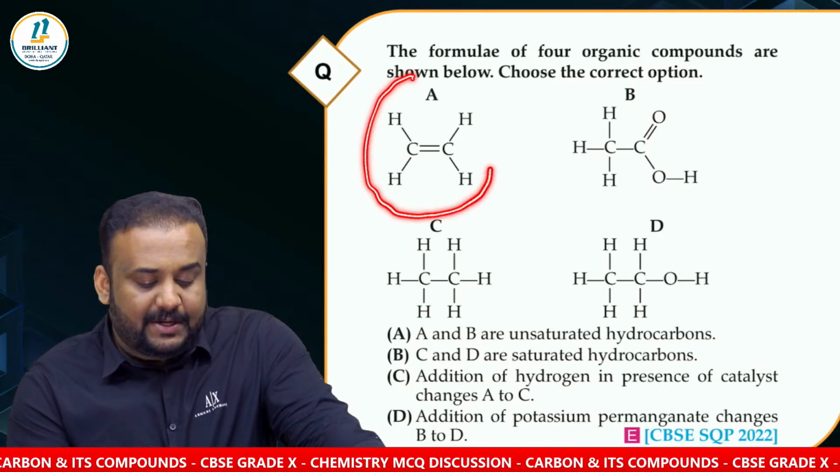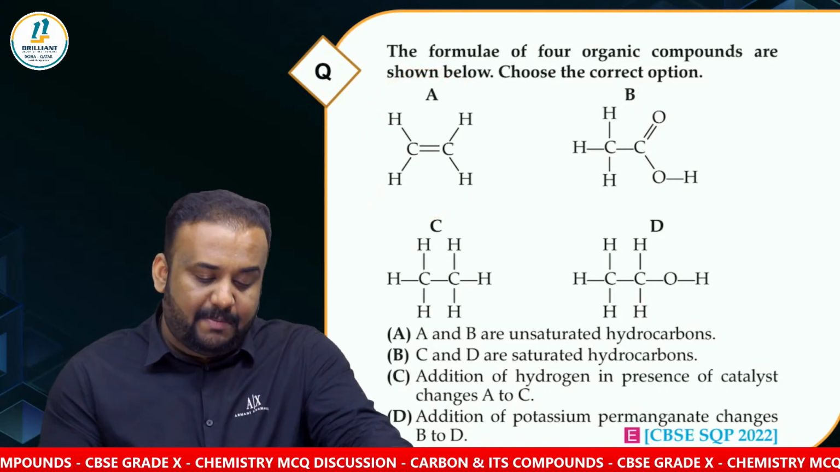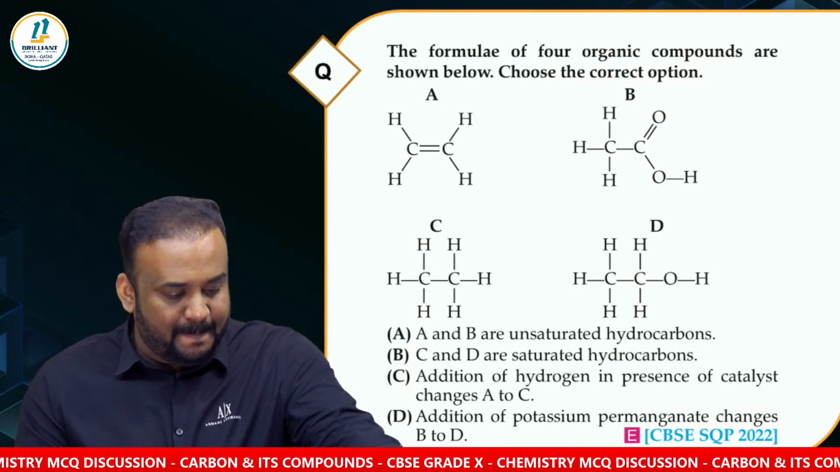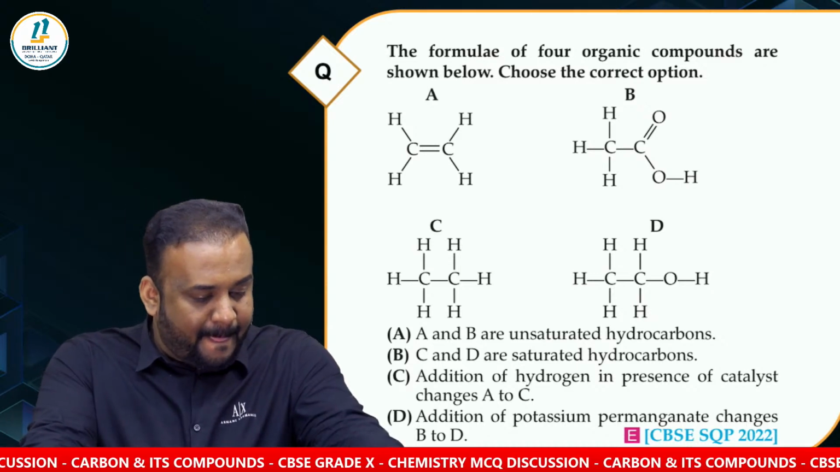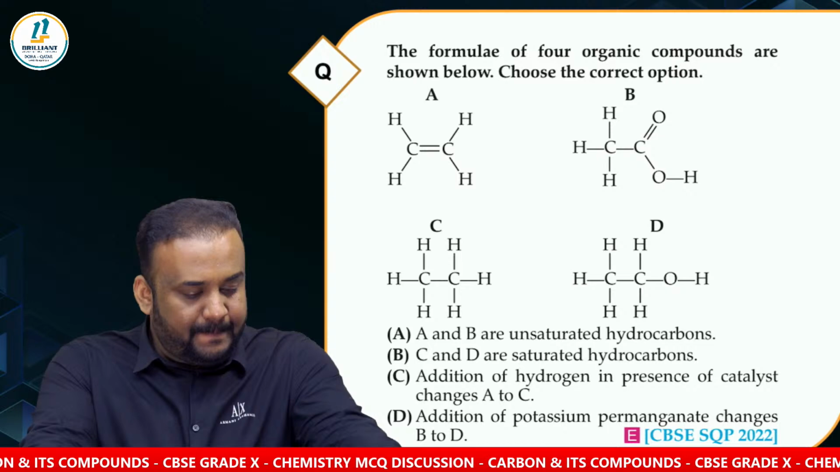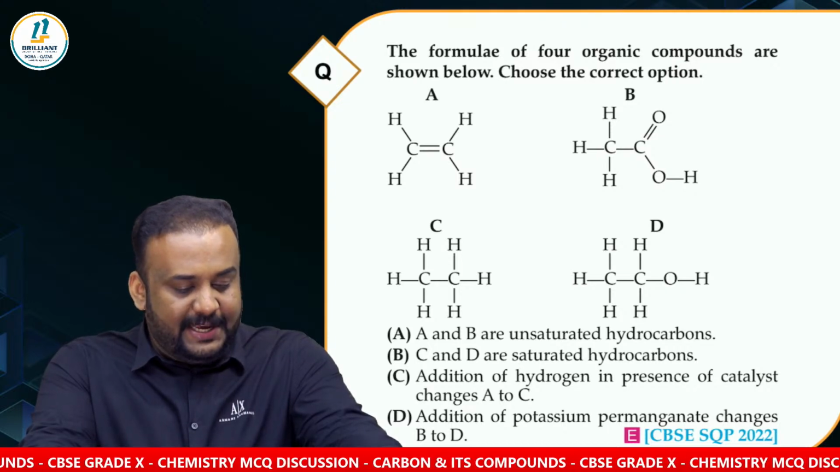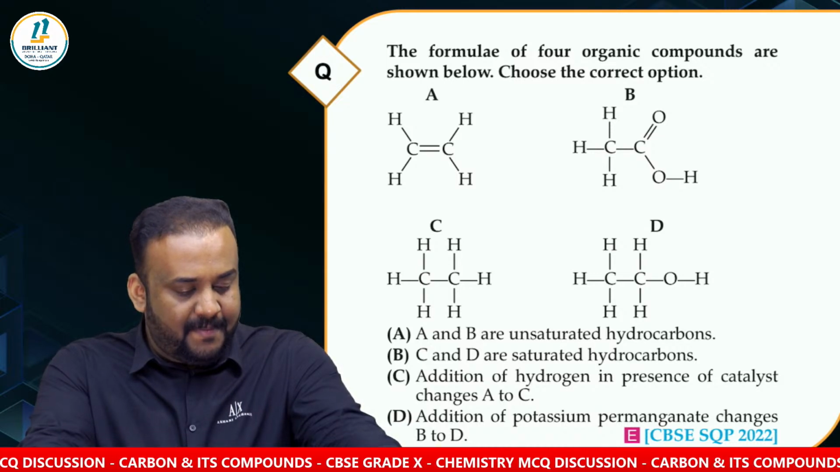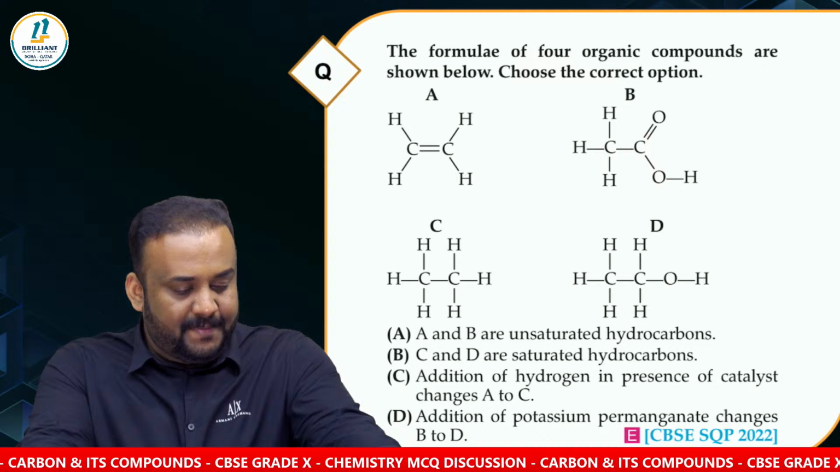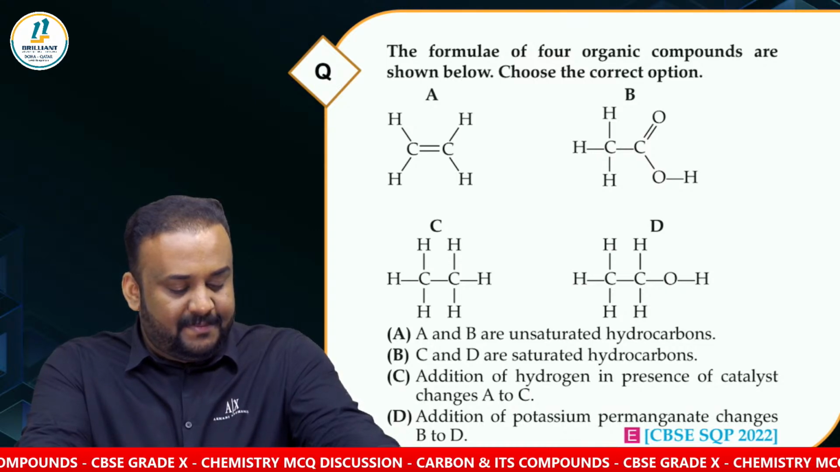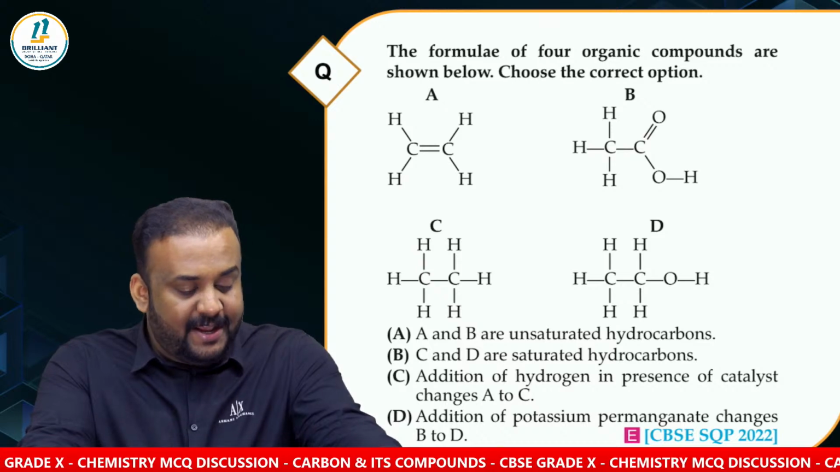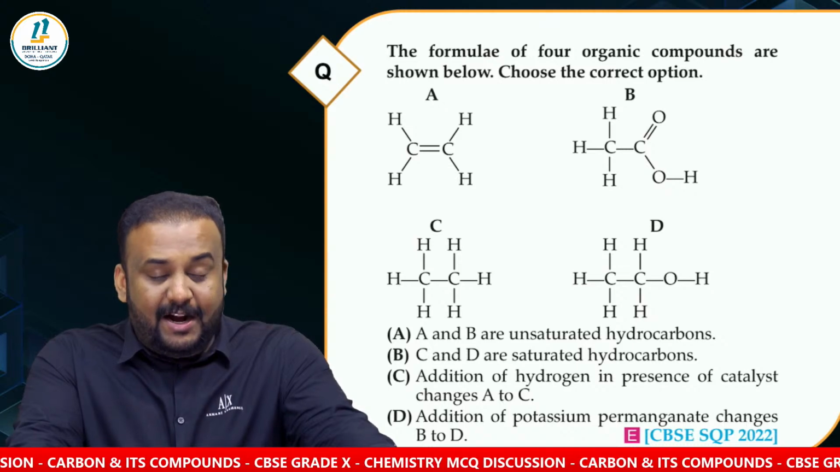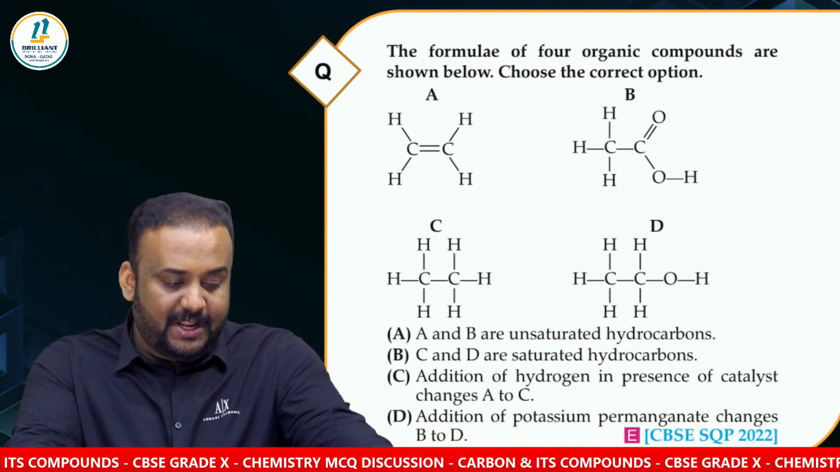You can see in this compound A, which is CH2=CH2, who can tell me what is the IUPAC name of this compound? Come on, I'm waiting. What is the IUPAC name of the first compound? Come on, it's a very simple compound. You all know, the 2 carbon containing unsaturated hydrocarbon with a double bond.